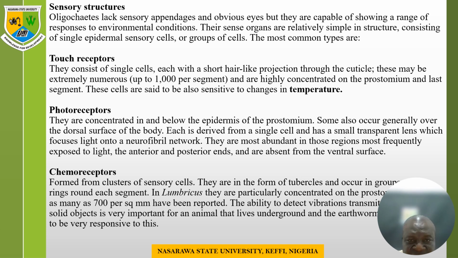Chemoreceptors are clusters of sensory cells in the form of tubercles that occur in groups and rings in each segment. In Lumbricus terrestris, they are particularly concentrated in the prostomium, and as many as 700 per square millimeter have been reported. This gives the organism the ability to detect the presence of any organism that wants to attack them. They also detect objects, which is very important for an animal that lives underground, and have the ability to detect vibration transmitted through solid objects.